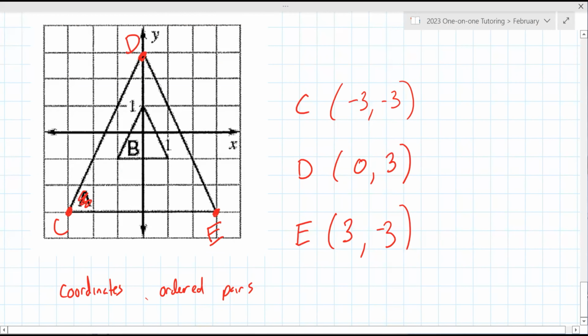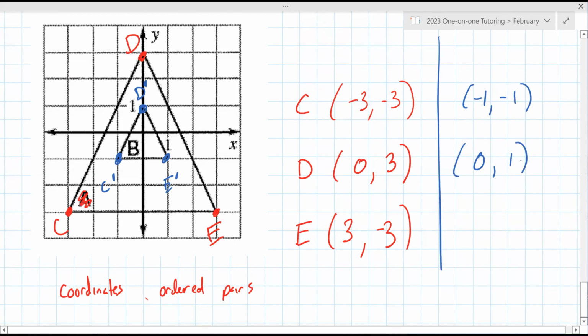Okay, so now let's look at these other 3 points: C prime, D prime, and E prime. I'm going to label those for you over here. So the first one is (-1, -1), then (0, 1), and then (1, -1).